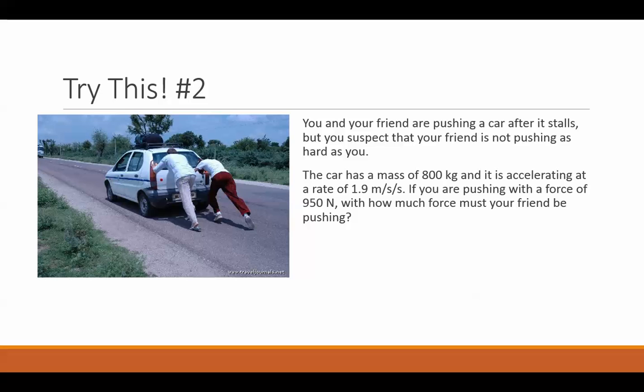If you're looking at this next question, it means you've checked your answer up front. Now you and your friend are pushing a car after it stalls, and you think your friend is slacking off and not pushing as hard as you. So you know the mass of the car, you know how much the car is accelerating, and you know how much you're pushing with. But you need to find out from that information how much your friend is pushing with, and are they slacking off and pushing less than you? Again, once you have answered this question, please go to the front and check your answer.